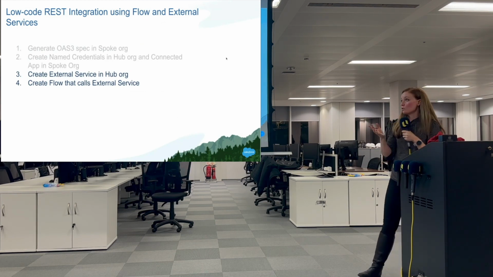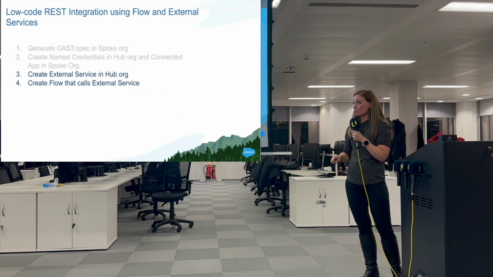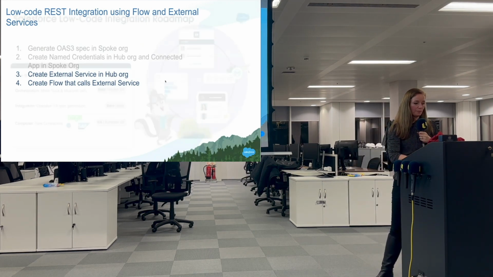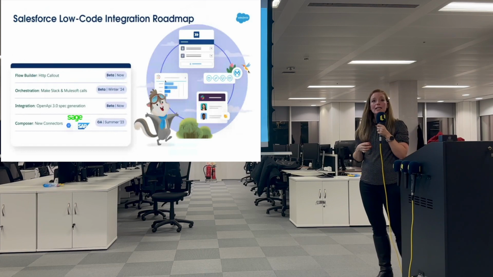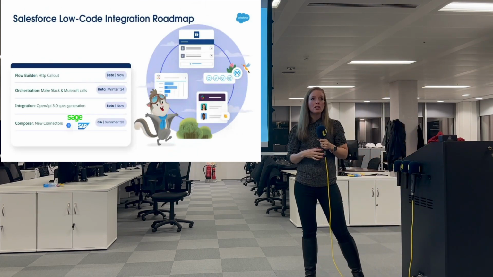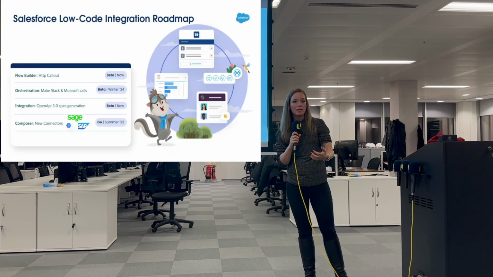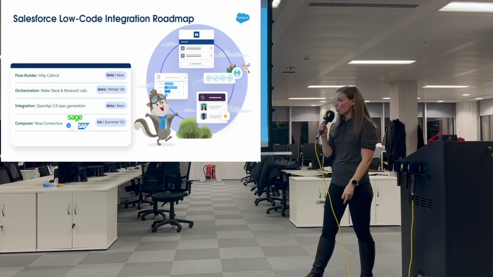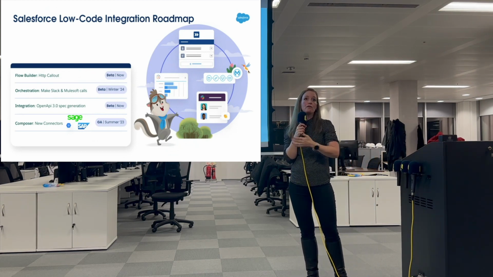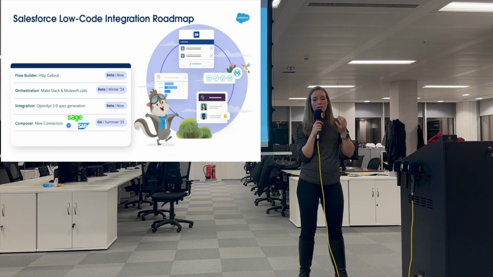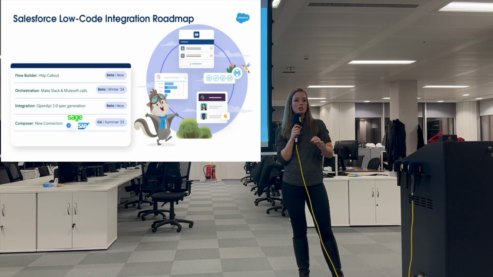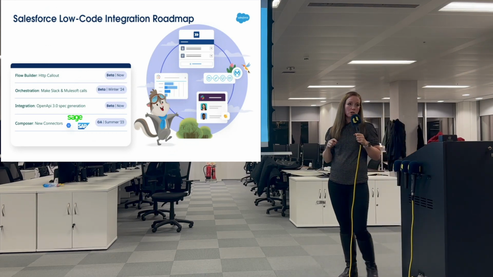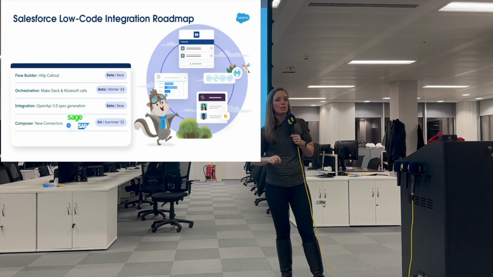So yes, what I've just showed you is create the external service and then create the flow. So those are the 2 steps. And then finally, I thought I'd just talk a little bit about some more things coming in terms of low-code integration that might be relevant. So you might have already seen that in Flow Builder, you now have an option to do an HTTP callout. I don't know if you just saw when I did the demo. When you go to actions, it comes up with HTTP callout.